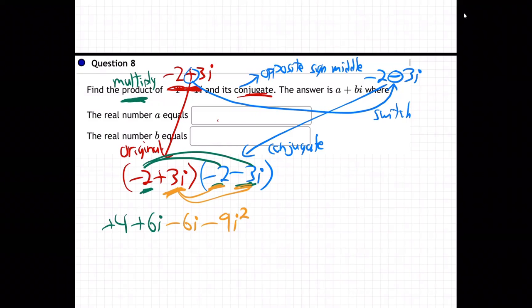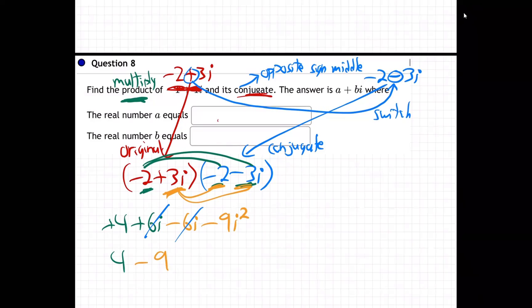Everybody good to there so far? See what happened? I did first to both, second to both. And now these two in the middle cancel. And I get 4 minus 9. Oh, wait, I'm not done. Hold on. I realized one other thing we have to do. So not only do those two in the middle cancel, that's good.